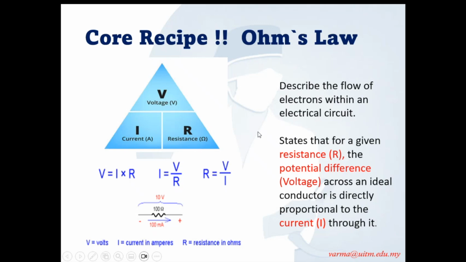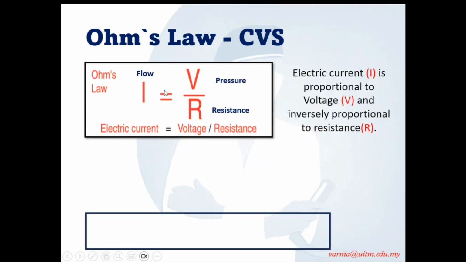Okay, V equals IR, and you rearrange it, you get I equals V over R. So in this, I is the electric current, V is the voltage, the potential difference, and R is the resistance. Current is something that goes up and down, a flow. So that is the flow that we are talking about.